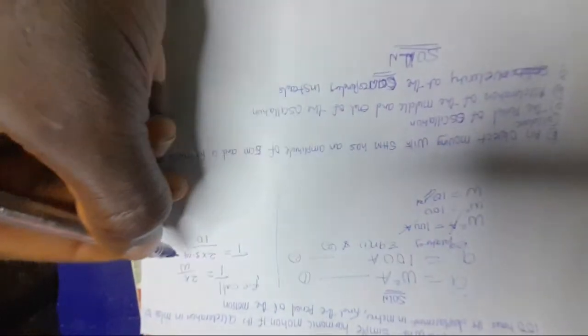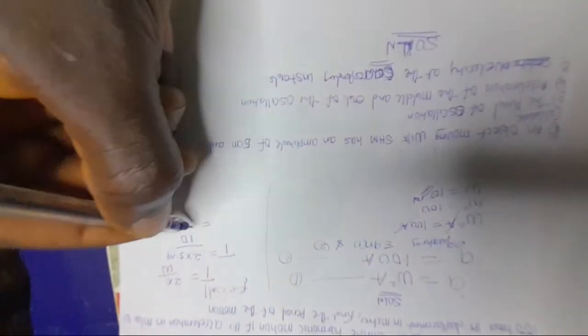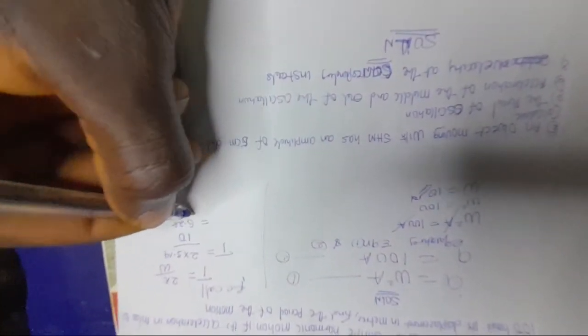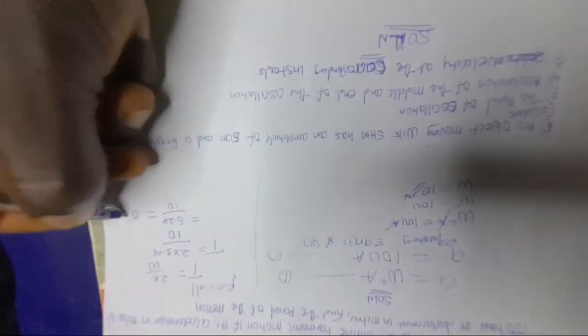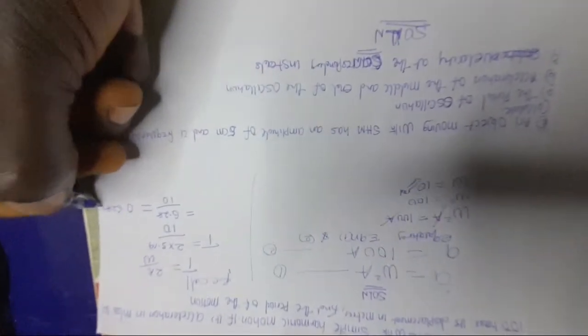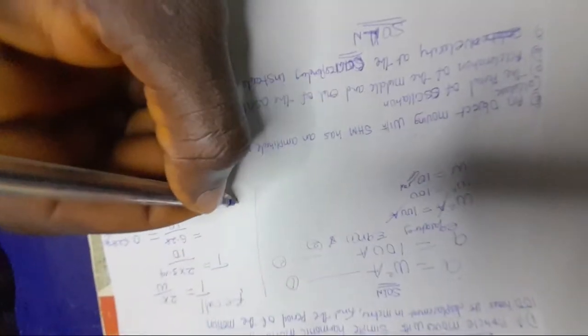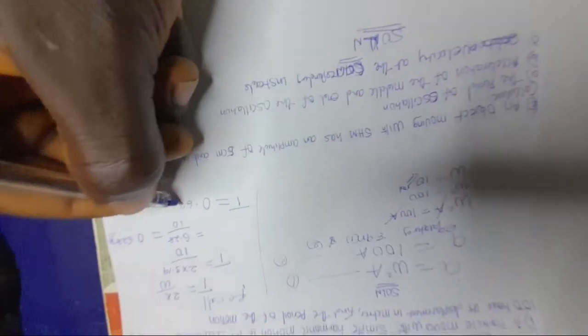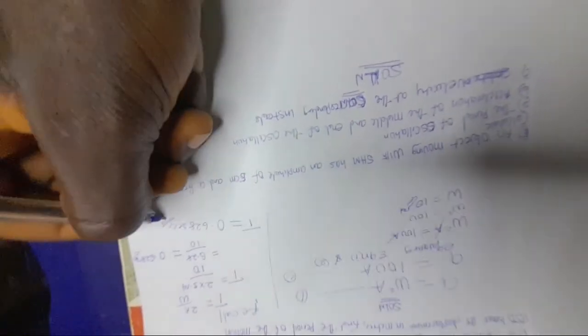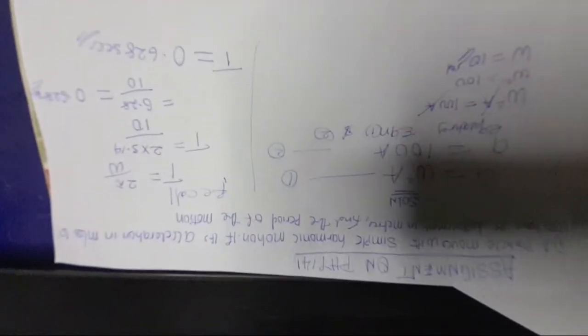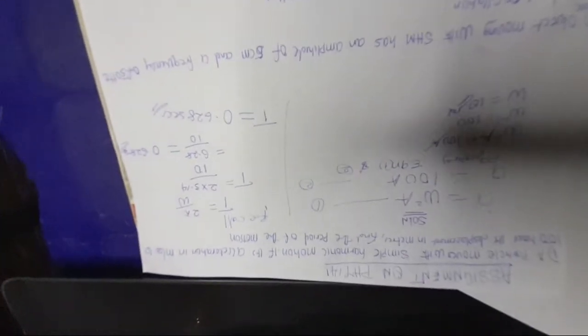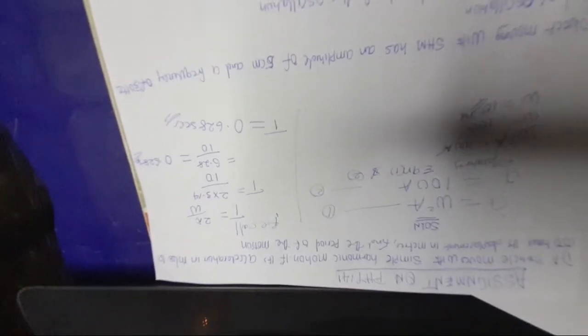When you multiply 2 by 3.14 over 10, let me use my calculator here. My answer is 6.28 divided by 10, which should give you 0.628 seconds. So the period of the motion T is equal to 0.628 seconds. So we're done with that. I believe you can see it very clear. Let me take it down a bit. I believe it's very clear. Okay, so we can move on, right?